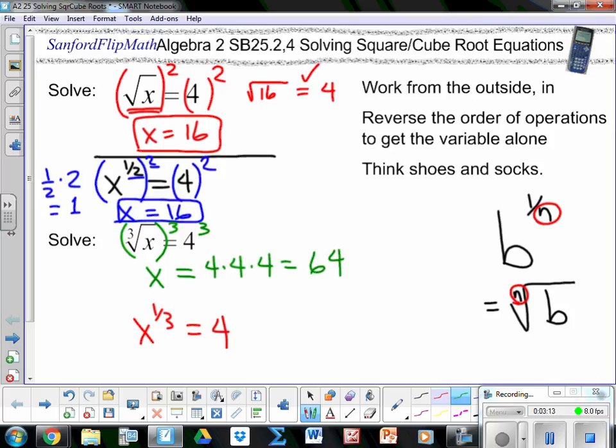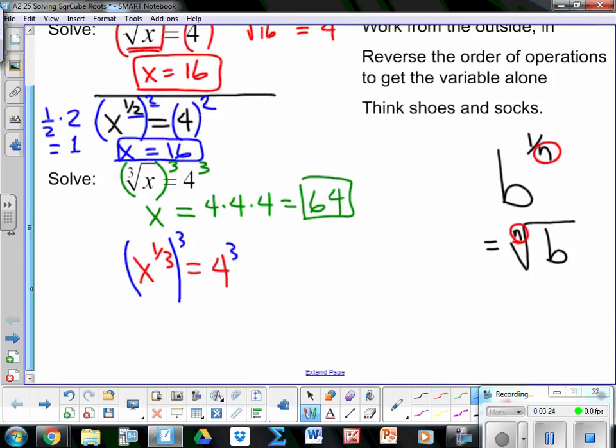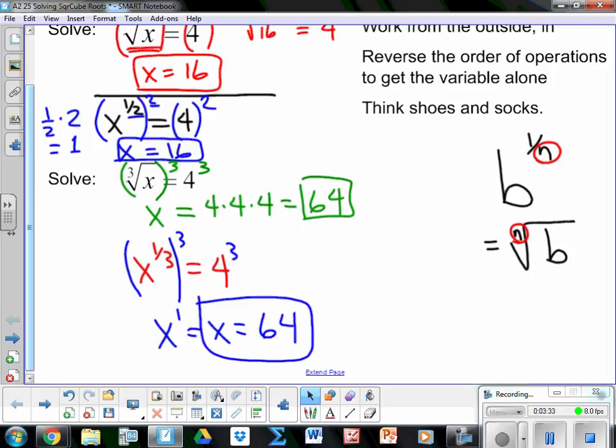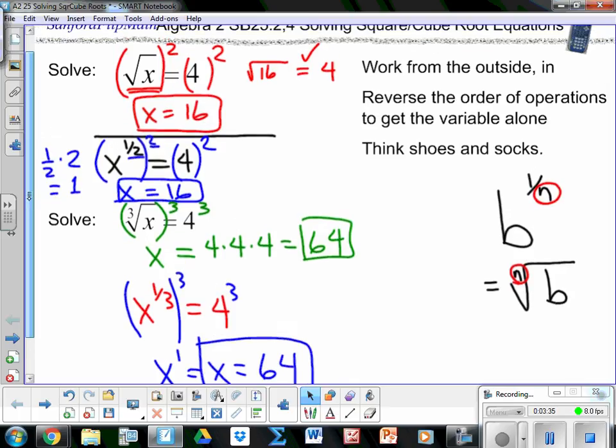which is 64. And that would look really the same if we were doing the 1/3 power. If I raise to the 3rd power, again, 1/3 times 3 is 1, so this is x to the 1, or in other words, just x, which is 64. Okay, so nothing too crazy.